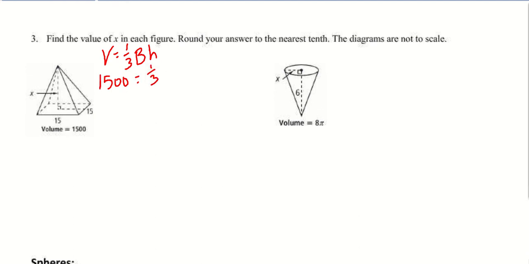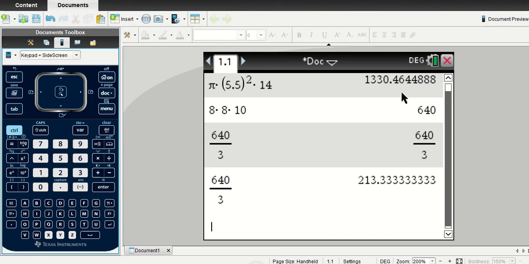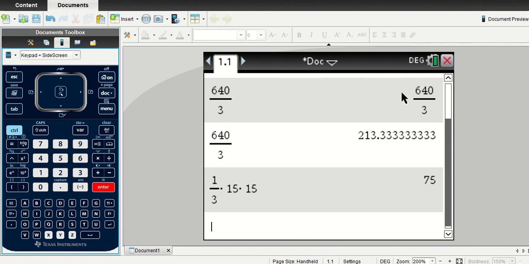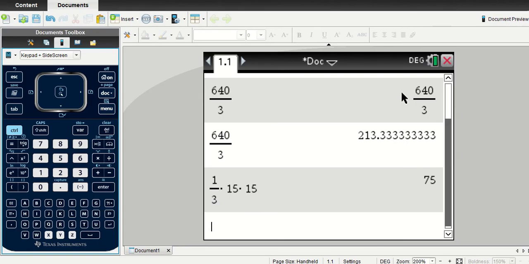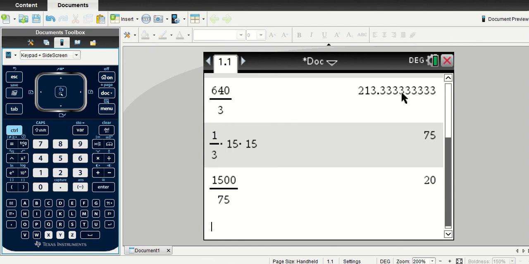It's 1/3. I do have the 2 lengths of the base. So 15 times 15. And then x is our height. So we'll actually combine the 1/3, 15, and 15 first and see what we come up with here. So 1/3 times 15 times 15, and we get 75. So we can simplify that to just 75x, and then we can just divide this by 75. And I believe we should get 20 for x, but we can figure that out. So there we go. And we're good to go.